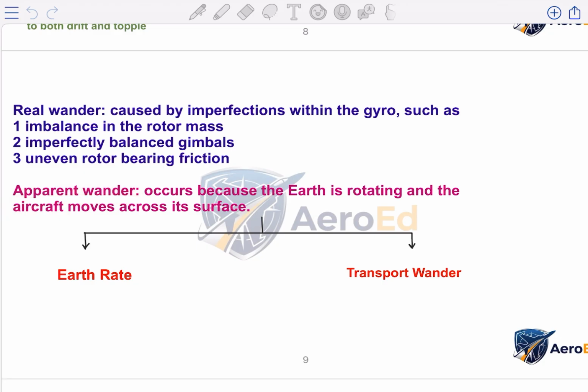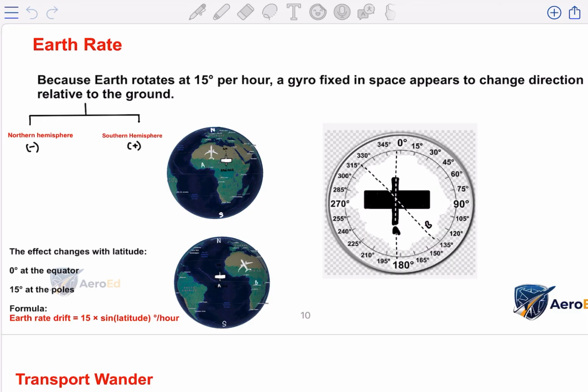Apparent wander occurs because the earth is rotating and the aircraft moves across its surface. So as the earth is rotating and the aircraft also moves across its surface, there is an error which it causes. It is divided into two: earth rate and transport wander, which we will study now. So what is earth rate?